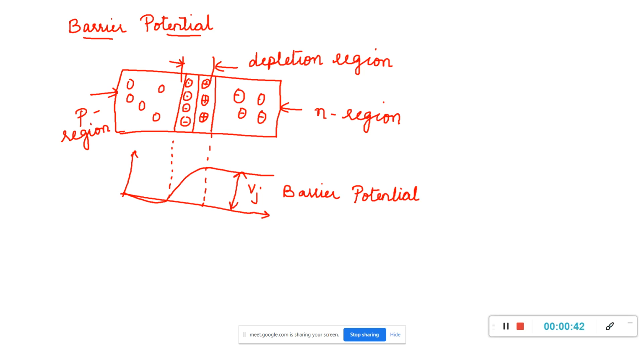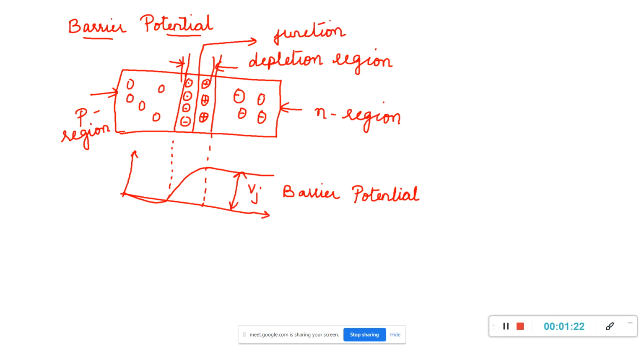In the n region, the electrons are the majority carriers and the holes are the minority carriers. What is this? The immobile negative charges in the p region and the immobile positive charges in the n region form the depletion region. I repeat, the area between these is known as the depletion region, and this particular point is known as the junction, the PN junction.